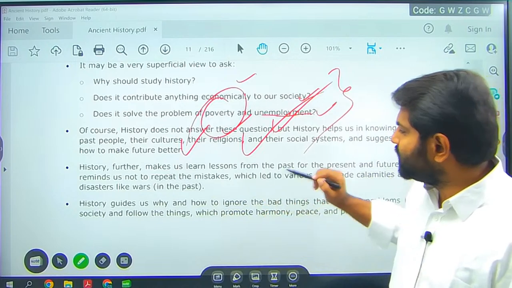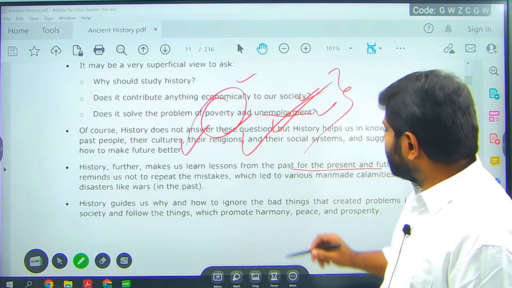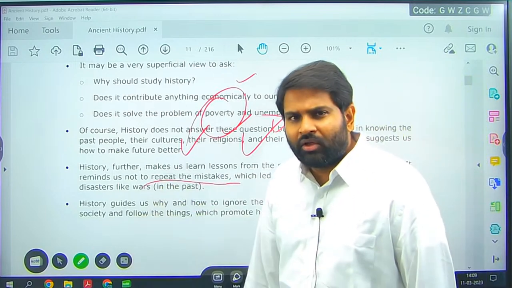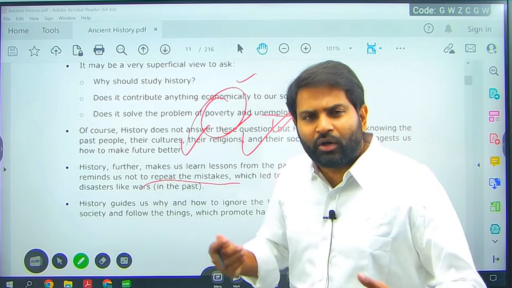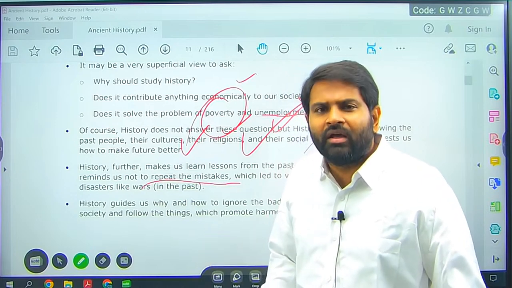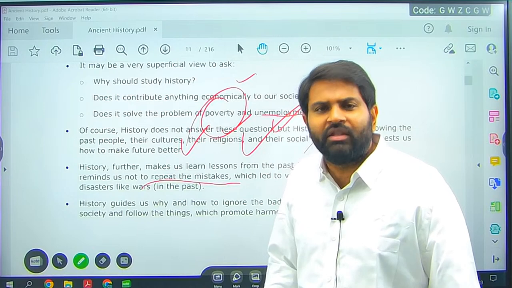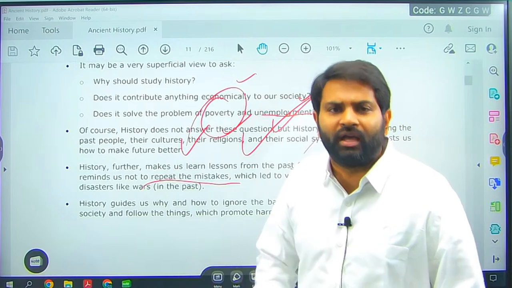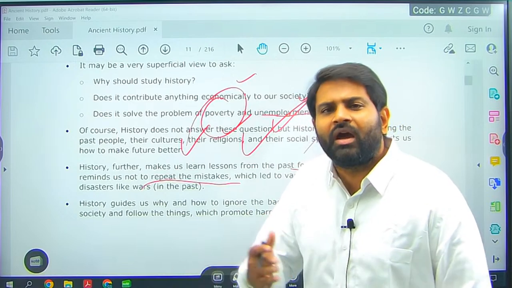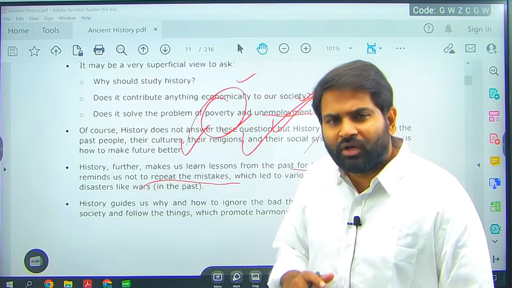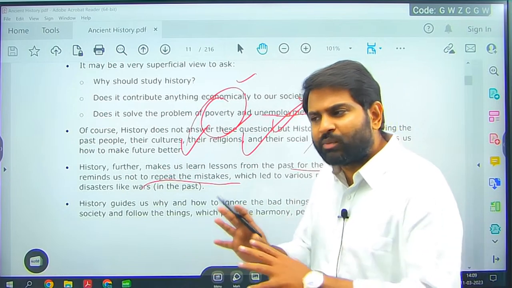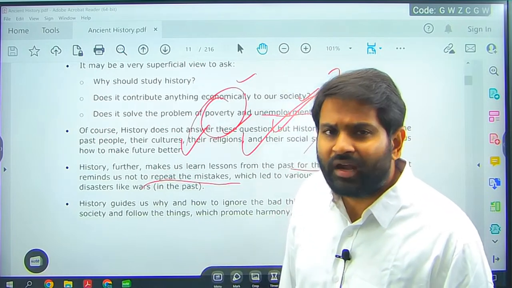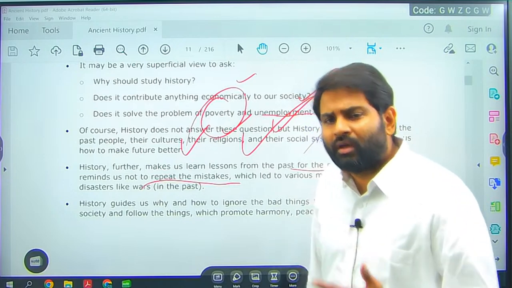History further makes us learn lessons from the past and shows paths for the present and future. It reminds us not to repeat the same mistakes. If you are making historical mistakes, then it is going to be the same society again. Then there is no evolution. Then we are going back into history. If you are doing the same mistake again and again, you will keep failing. In the same way, if you don't read history, whether it is the political, social or economical dimension, it is not going to give you clarity. The solutions will not be prompt.